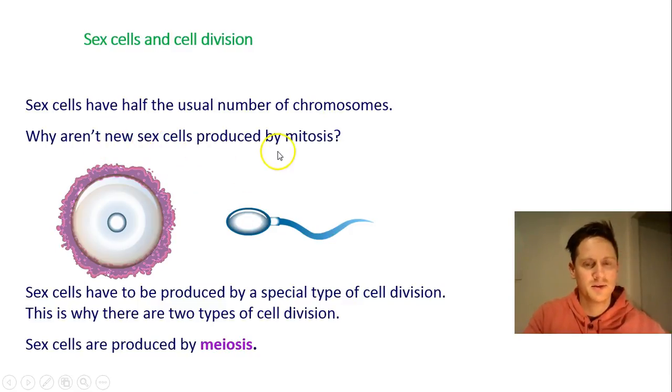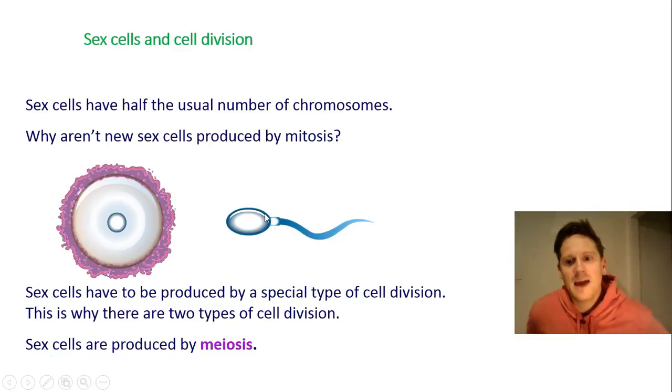Why aren't new sex cells produced by mitosis? Now this is information to do with replication of cells, and something we'll go through in another video. The answer is they're different because they need to combine to form a new cell. The reason why we're all different is because of that combination of the gametes.